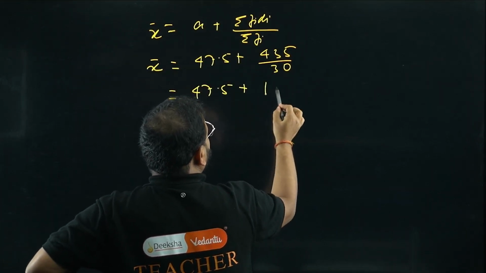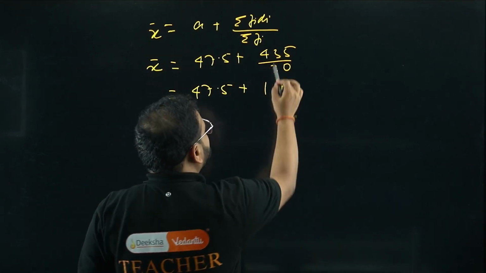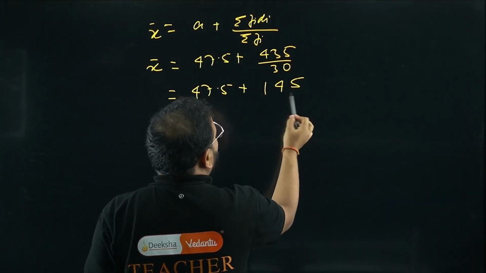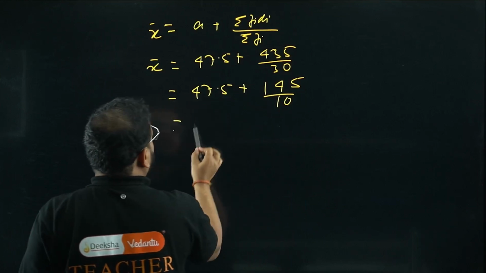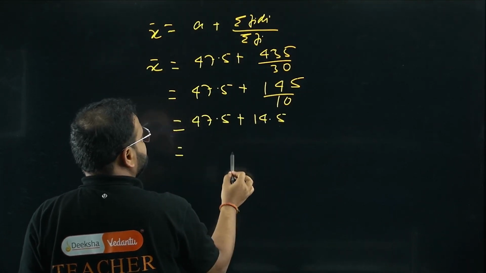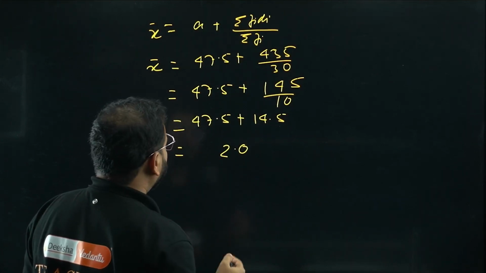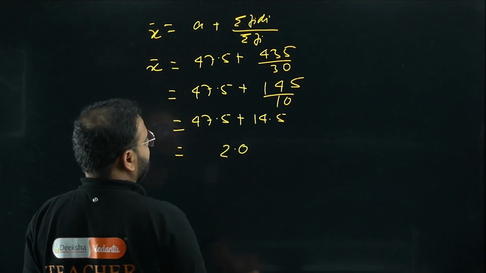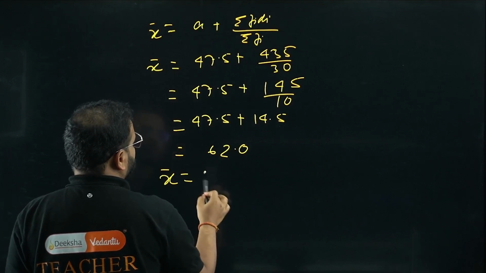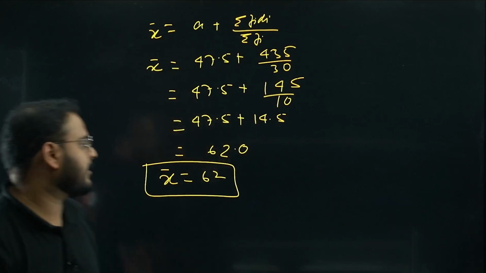Can divide this. 3 1s are 3, 3 4s are 12. Carry is 1. 3 5s are 15. By 10 is there, no? I'm getting 47.5 plus 14.5. Add them. 5 and 5 is going to be 0. 4 plus 7 is 11. Carry is there. 7 plus 4 is 11 and 1 is 12. 4 plus 1 is 5 and 1 is 6. I'm getting the mean is equal to 62. The mean using the method of assumed mean or shortcut method, getting the answer as 62.